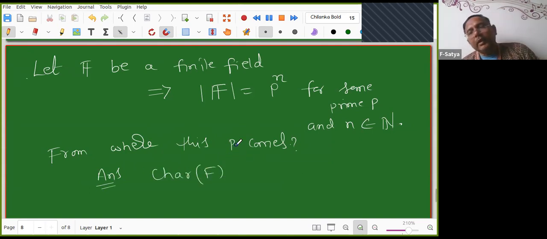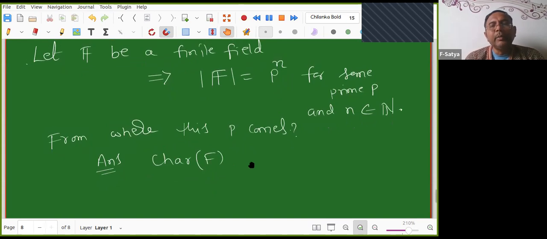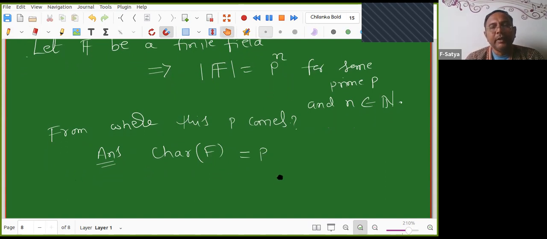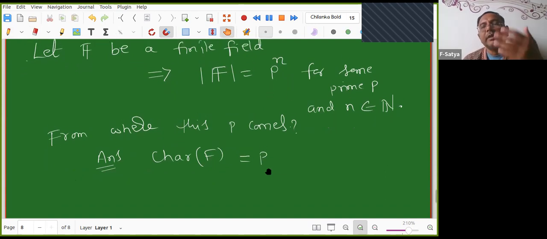So first, prime. I need to bring prime as well as n, right? First I brought the P. How did I get it? Because we proved that in a finite field, the characteristic of the finite field is P, right? So which P? That is exactly the characteristic. So this part is done. Every finite field has some characteristic prime P, so that is the P I use. So that part is done.